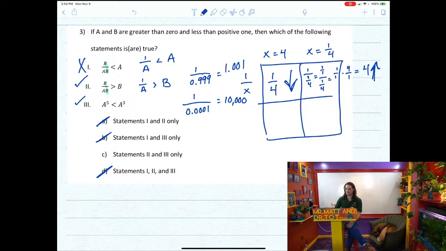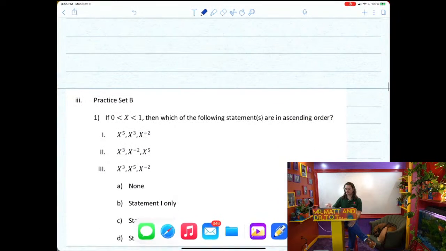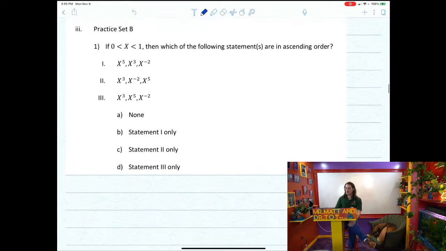So a to the 5th power is definitely less than a to the 3rd power. And they're both going to be less than a itself, but a to the 5th is going to be much smaller than a to the 3rd, if a, again, is in between 0 and 1. So our answer here is 2 and 3 only. If you have any questions, please let me know. Otherwise, let's look at practice set B.